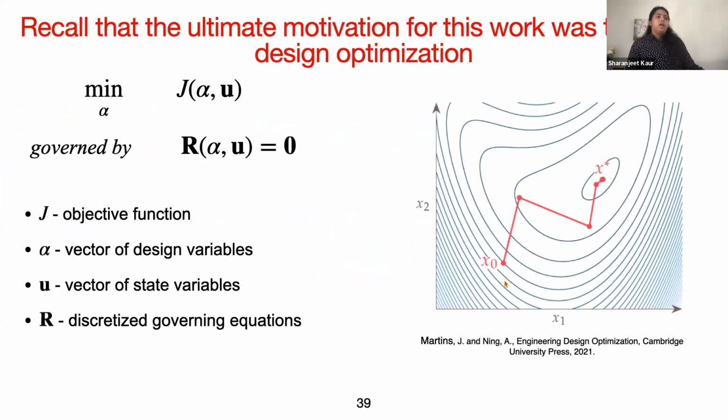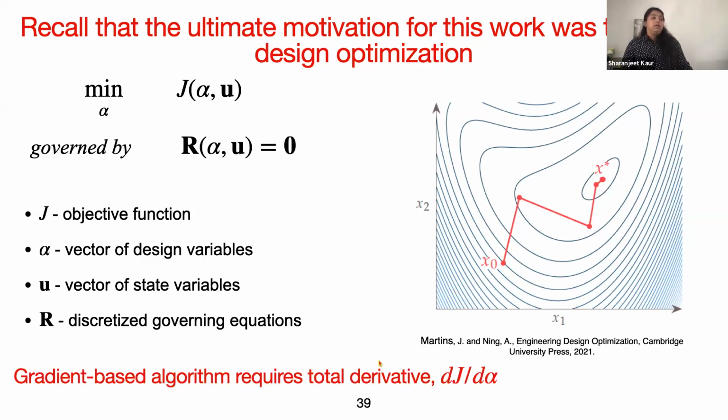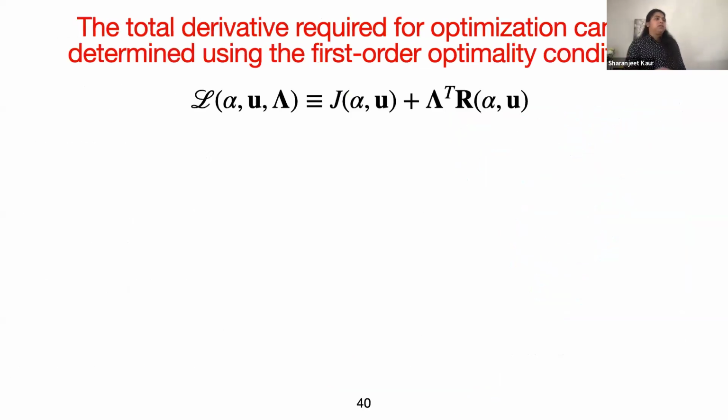Then, if we have an initial guess x naught, in a gradient-based algorithm we want to tell the optimizer in which direction it should go to explore more so that it can reach the optimum solution. This means that we require the total derivative of our objective function with respect to design variables. The more accurate the gradient is, the more efficient your algorithm will be. So I will focus on how we get the total derivative.